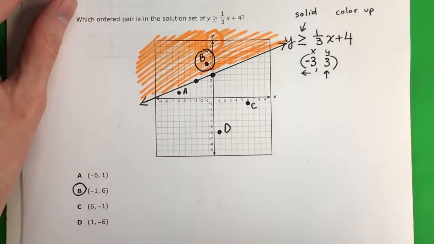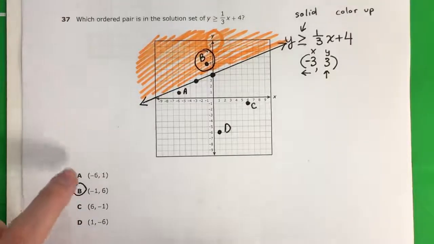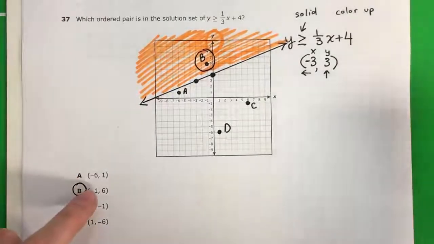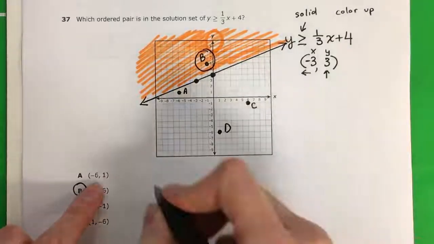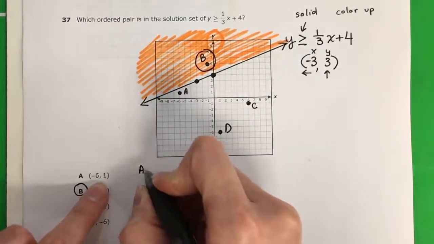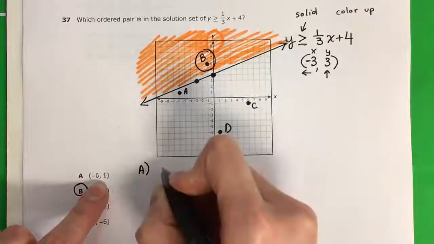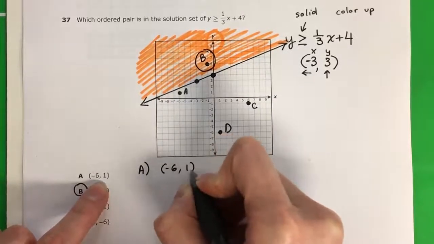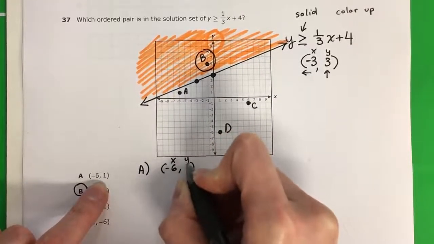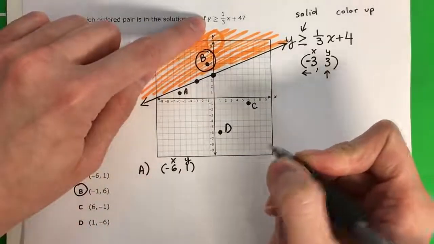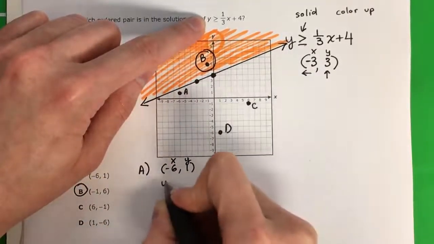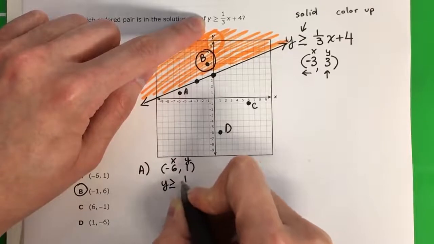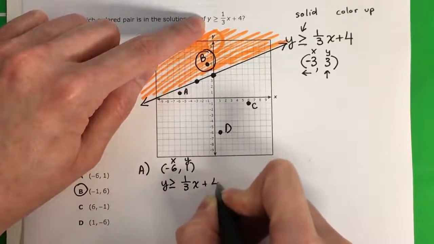Now, how do you check it? Well, let's check it to see if we can do it with a check. Okay, so let's do A so you can see how a bad one looks like. For A we have -6, 1. So X is -6 and Y is 1. Here's my equation. It's Y is greater than or equal to 1/3 X plus 4.